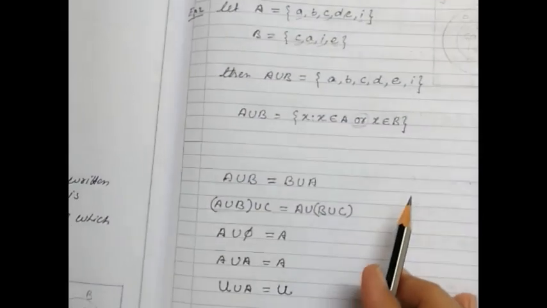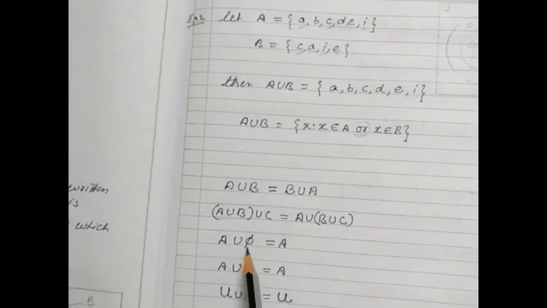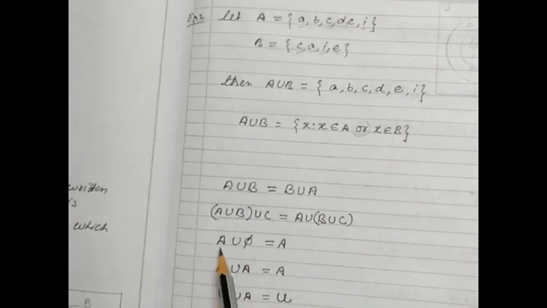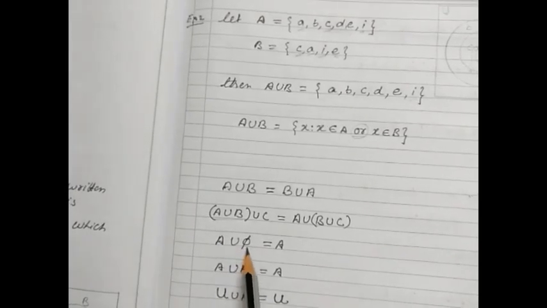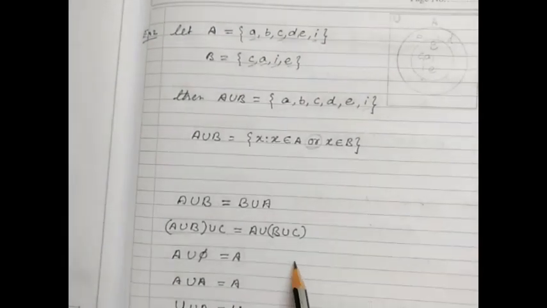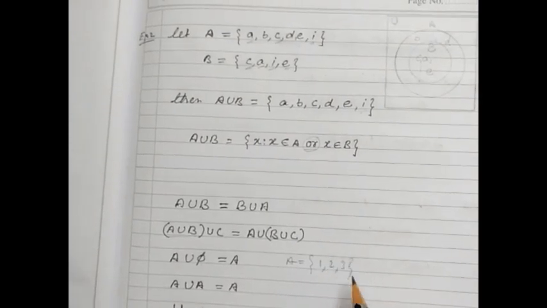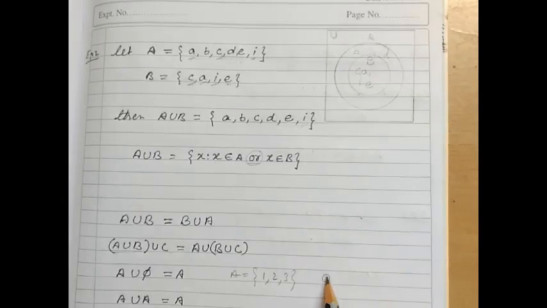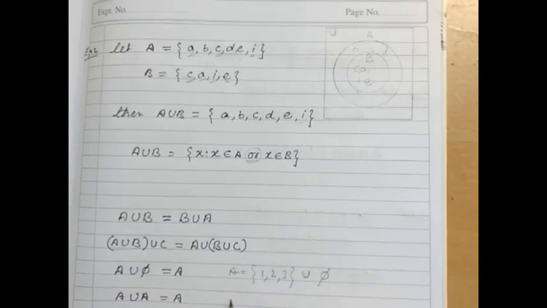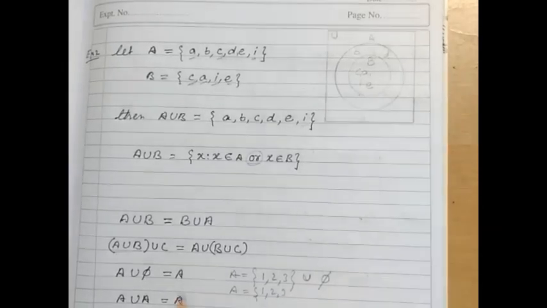And further we say A union empty set. In the empty set, how many elements will be there? There will be no elements. When there are no elements, the union of set A with the empty set will give you A, or not? If you are not clear, I am taking A is equal to 1, 2, 3, and the empty set, which will be written like this. When we do the union of this, what do we get? We get A is equal to 1, 2, 3. So this satisfies it.